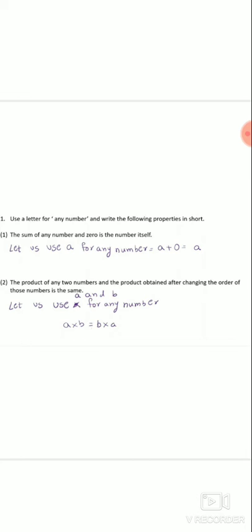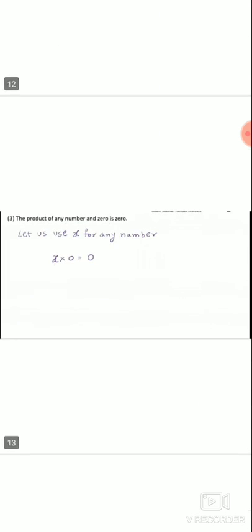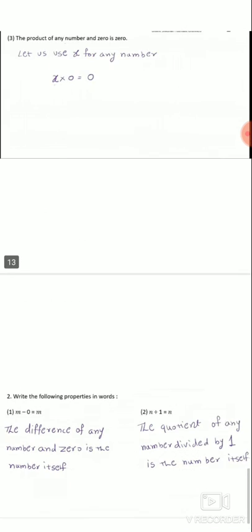The product of any two numbers and the product obtained after changing the order of those numbers is the same. Here let us use A and B for any numbers. So A multiplied by B equals B multiplied by A. Now see question number 3. The product of any number and 0 is 0. Let us use X for any number. When any number is multiplied by 0, the answer is 0. So here the number I considered is X. X multiplied by 0, the answer is 0.